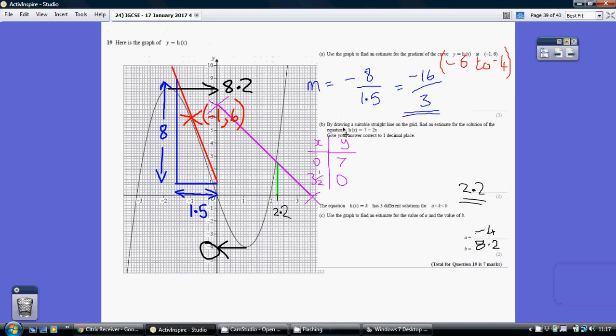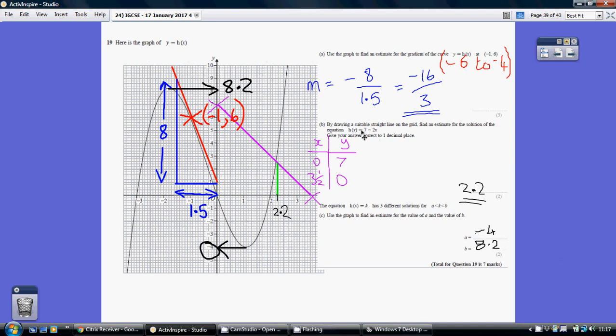Now for part B, draw a suitable straight line on the grid to find an estimate for the solution of the function equals 7 minus 2x. So we need to draw in the straight line y equals 7 minus 2x. I've created a couple of points on that line: when x is 0, y would be 7, and when x is 3.5, y would be 0. That's just generating a couple of coordinates on the line. You can generate any coordinates you like.